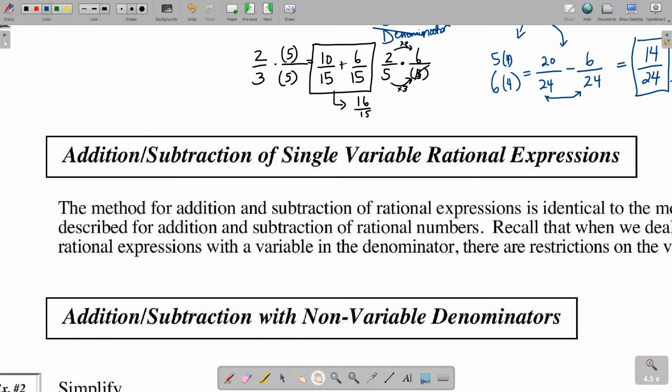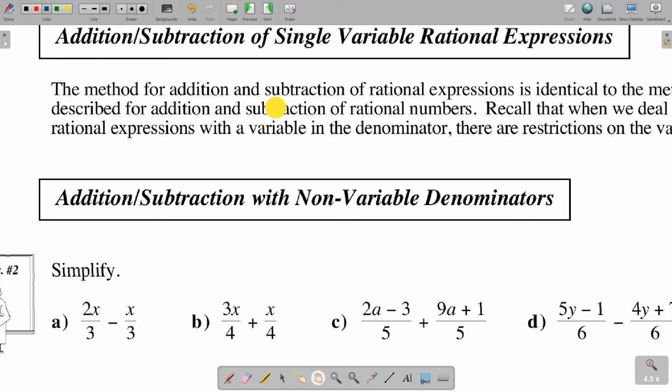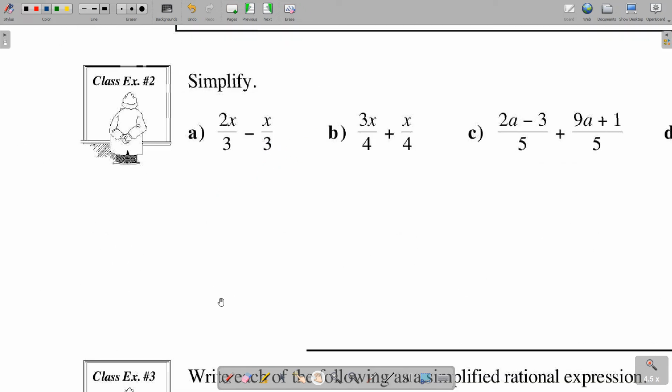We are going to begin with the idea of adding and subtracting single variable rational expressions. Like numbers, we're going to be able to add or subtract the numerators, provided that we have the exact same denominator value, and the denominator has to be the same variable. Okay, so let's proceed here.